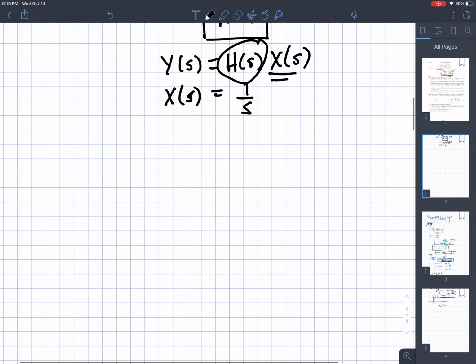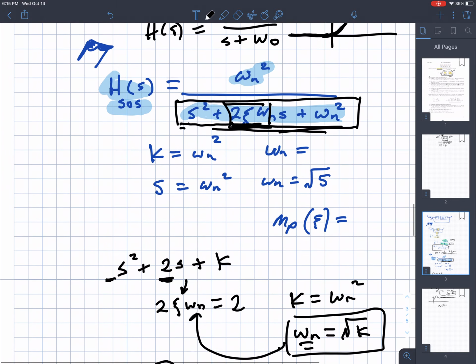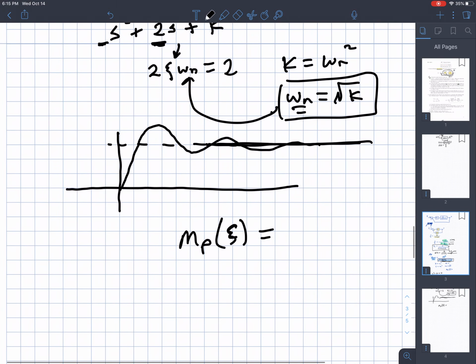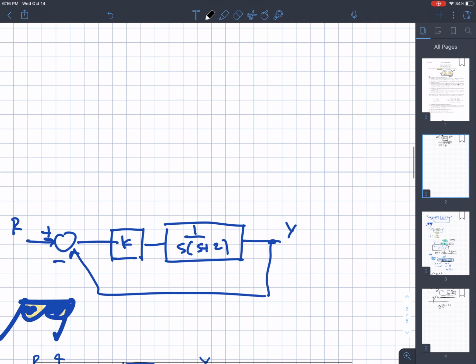So your task would be to look up that formula for MP as a function of zeta, set MP equal to 0.1, and solve for zeta. Zeta then would be a function of k, and you could get a limit on k. It would give you an inequality, and you'd want k to be less than that number. Okay, so hopefully that makes some sense.